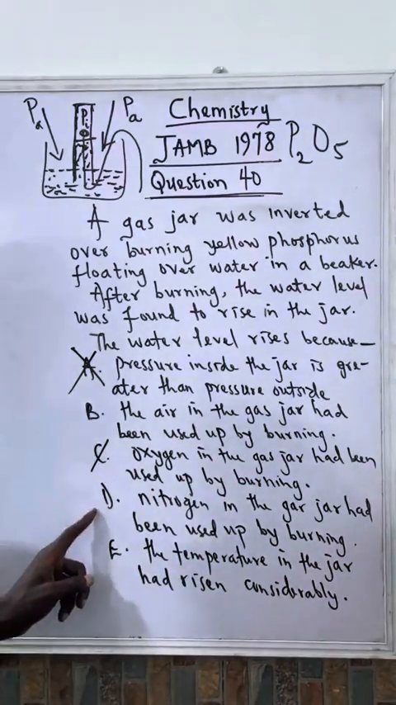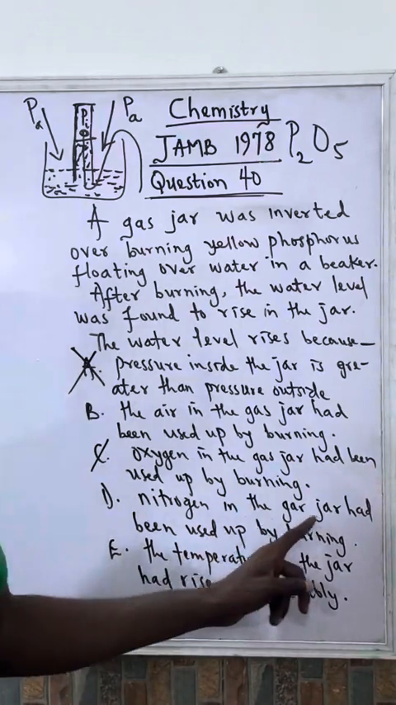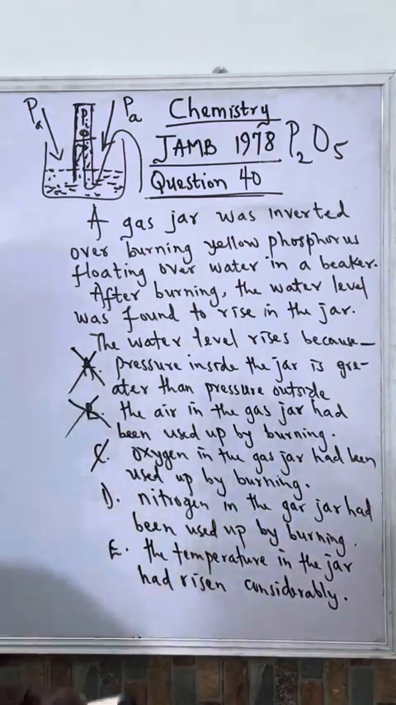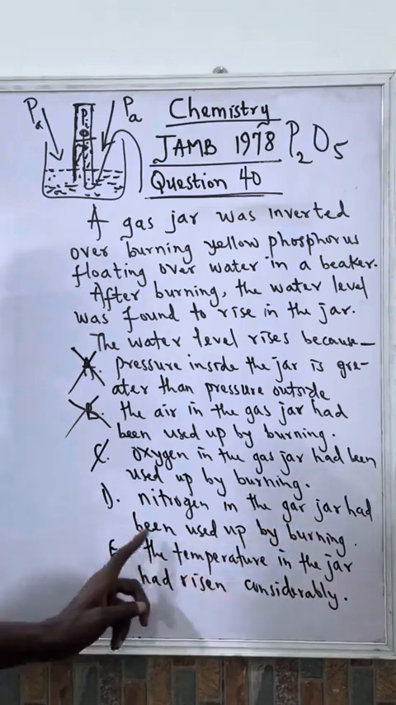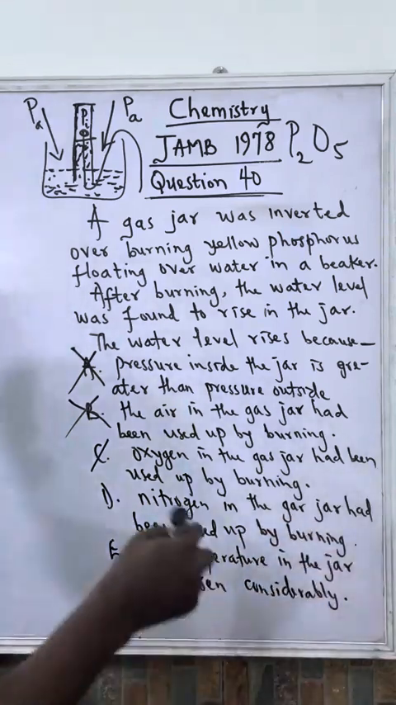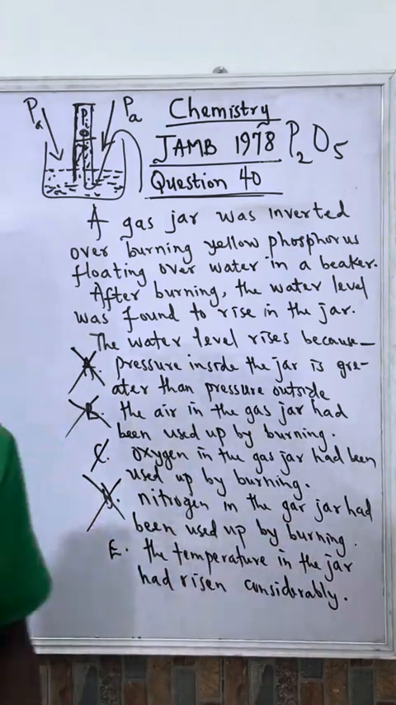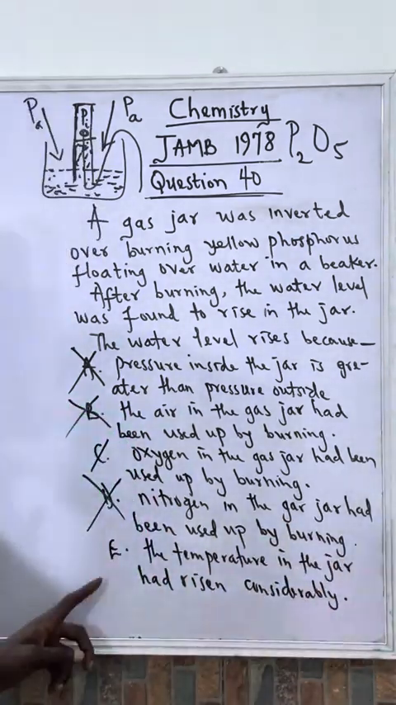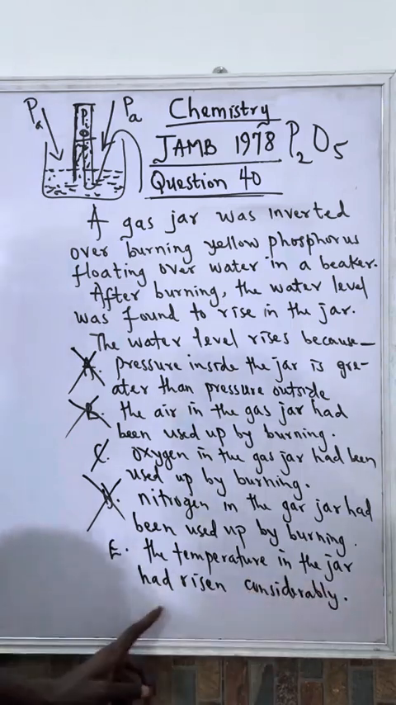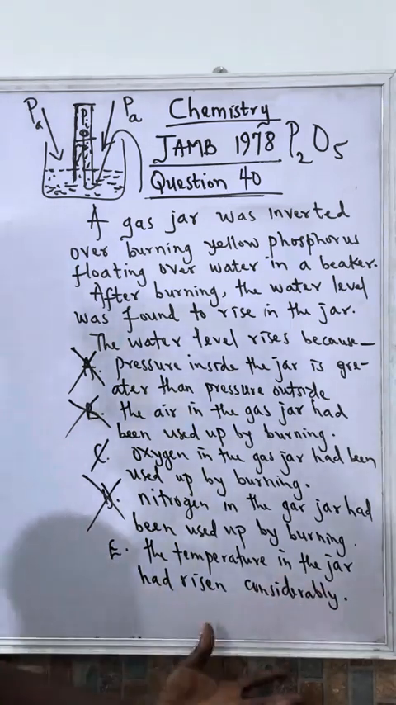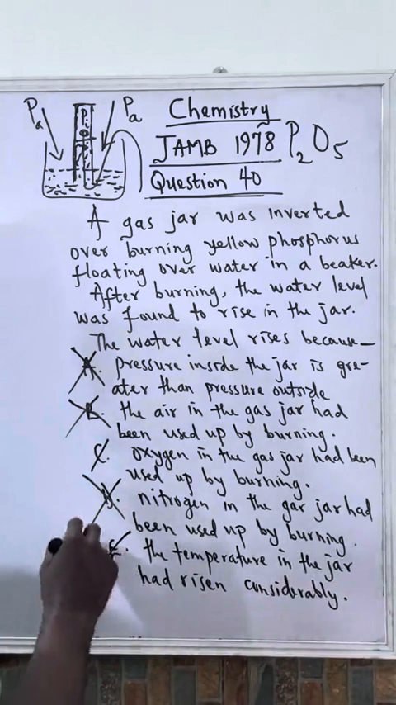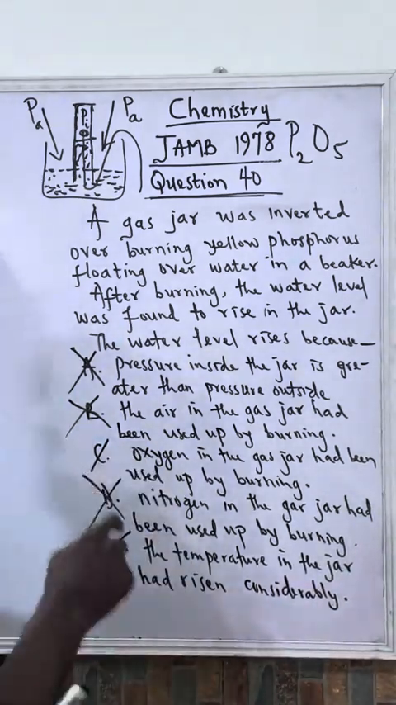Then nitrogen in the gas jar had been used up by burning, this is also wrong, because nitrogen does not support burning. It cannot be used up. This one says the temperature in the jar had risen considerably. This is not the reason for that. So the correct answer is option C.